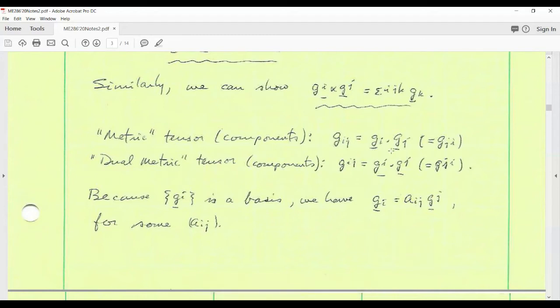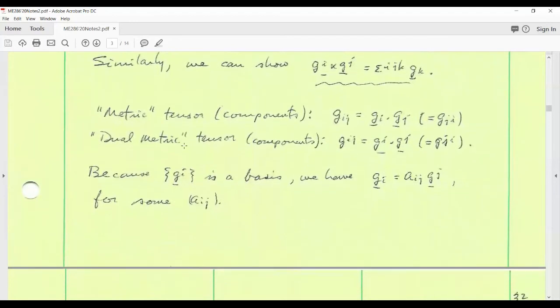Having these subscripted g's, we can take their dot products, and that generates some components, some scalars or matrix elements, g sub ij. And because the dot product commutes, that's the same as g sub ji. So we can make a matrix of elements, g sub ij, which is symmetric. Those are called the components of the so-called metric tensor. We'll talk about it in more detail.